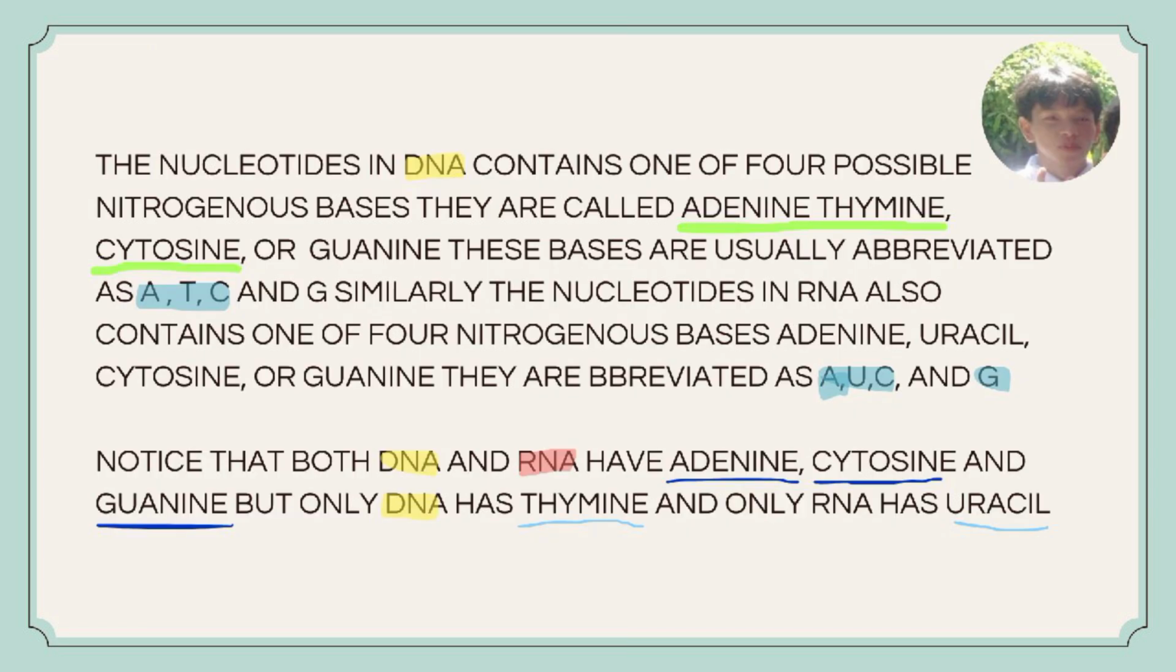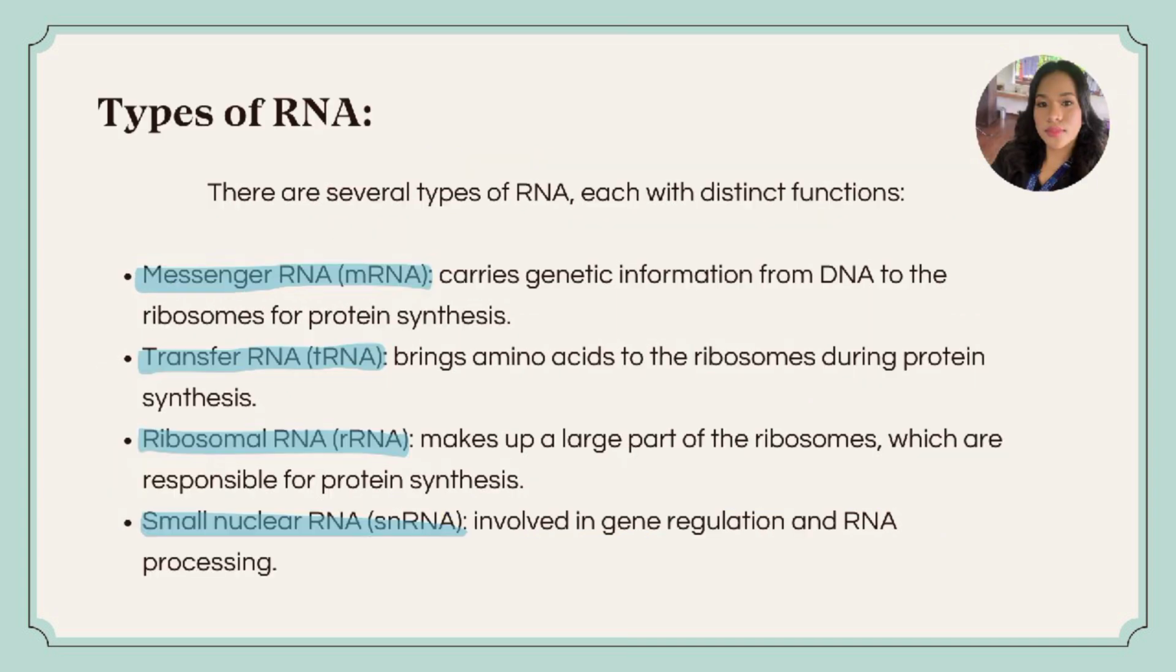The nucleotides in DNA contain one of four possible nitrogenous bases. They are called adenine, thymine, cytosine, or guanine. These bases are usually abbreviated as A, T, C, and G. Similarly, the nucleotides in RNA also contain one of four nitrogenous bases: adenine, uracil, cytosine, or guanine. They are abbreviated as A, U, C, and G. Notice that both DNA and RNA have adenine, cytosine, and guanine, but only DNA has thymine and only RNA has uracil.